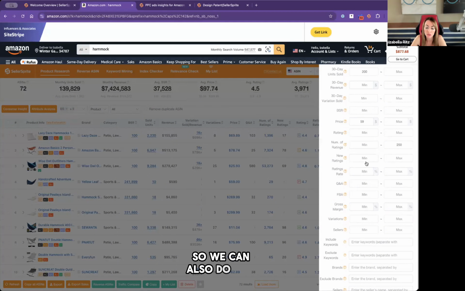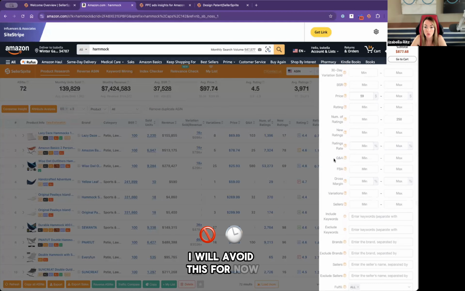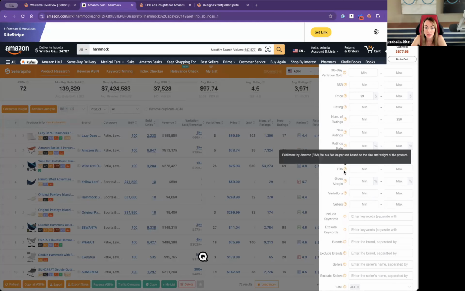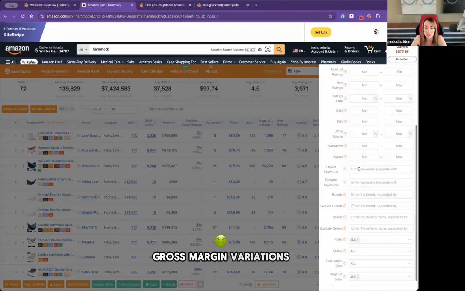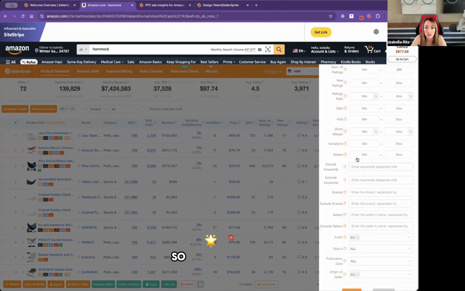So we can also do this with the new ratings. I will avoid this for now. You can do filters, and I've never seen this in any other tool before. You can do amount of Q&As. You can have amount of FBA sellers, gross margin, variations, sellers. You can input so many different filters here that will actually help you out with your product research and understanding what is going on in the market.